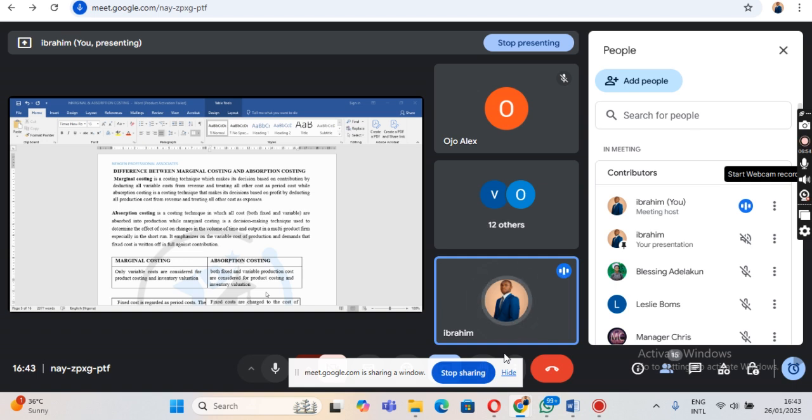Now, the major difference between marginal costing and absorption costing is the difference in valuation. Marginal costing values its inventory using variable cost. Absorption costing values its inventory using both fixed cost and what? And variable cost.